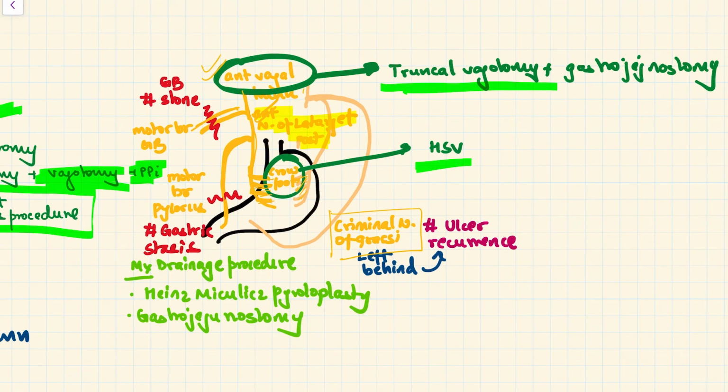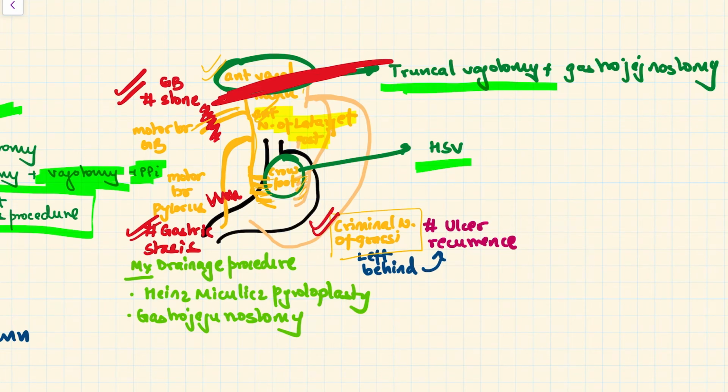Okay. So what happens when we do vagotomy? So we do truncal vagotomy, that is we cut here, right? So what will happen? The motor branch to the gallbladder will also be cut, and the motor branch to the pylorus will also be cut. So there will be complications like GB stasis, which may lead to stone formation, and even gastric stasis, right?